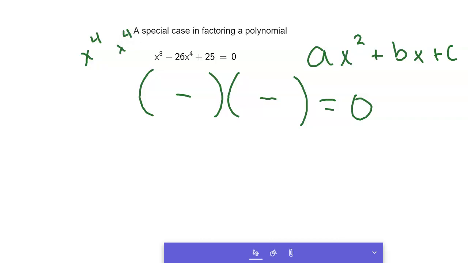So x to the 4th times x to the 4th is x to the 8th, so in the front you'd have x to the 4th and x to the 4th. In the back, we're going to put this 25. 25 breaks into either 5 and 5 or 25 and 1. The product of your roots is 25, and the sum has to be negative 26. So the factors we're going to use are 25 and 1. We'll put 25 here, 1 here.